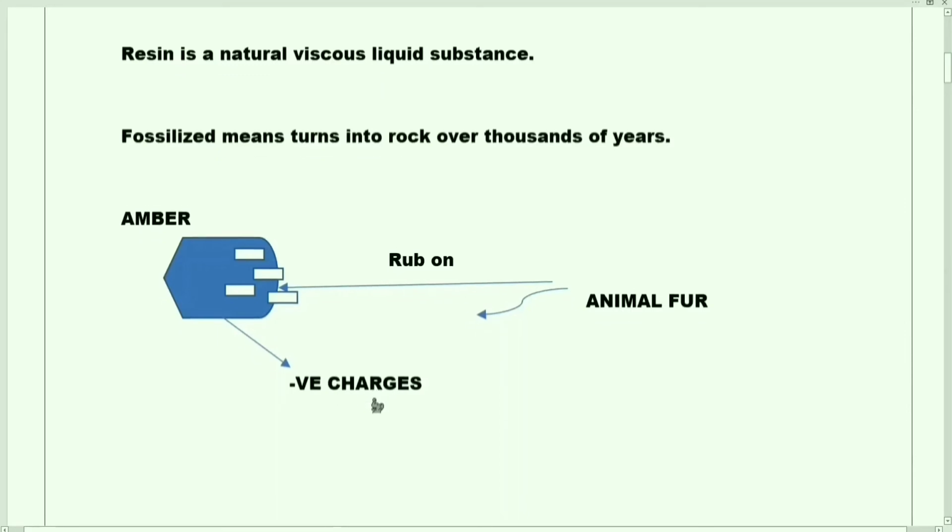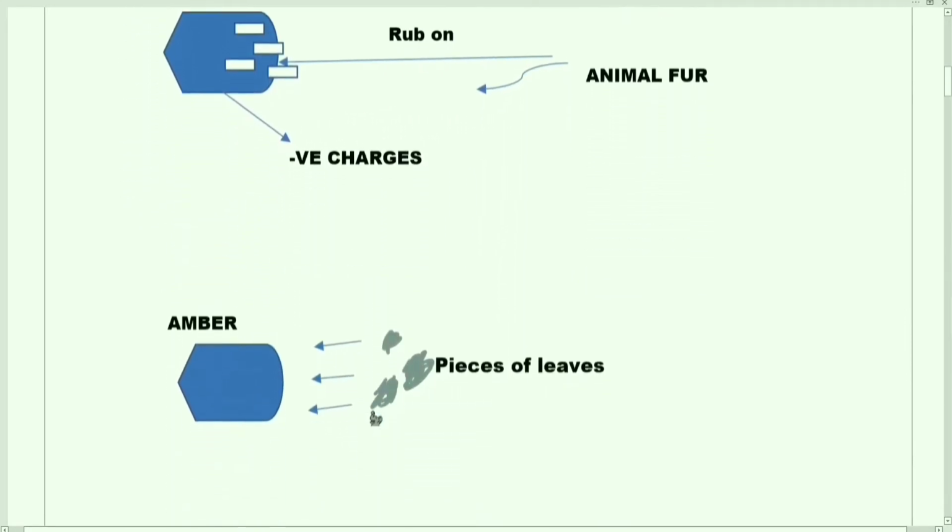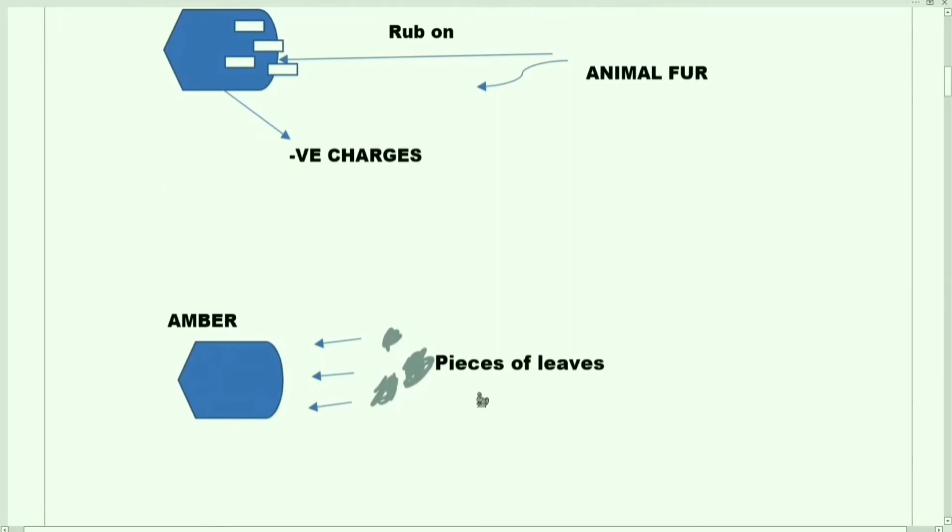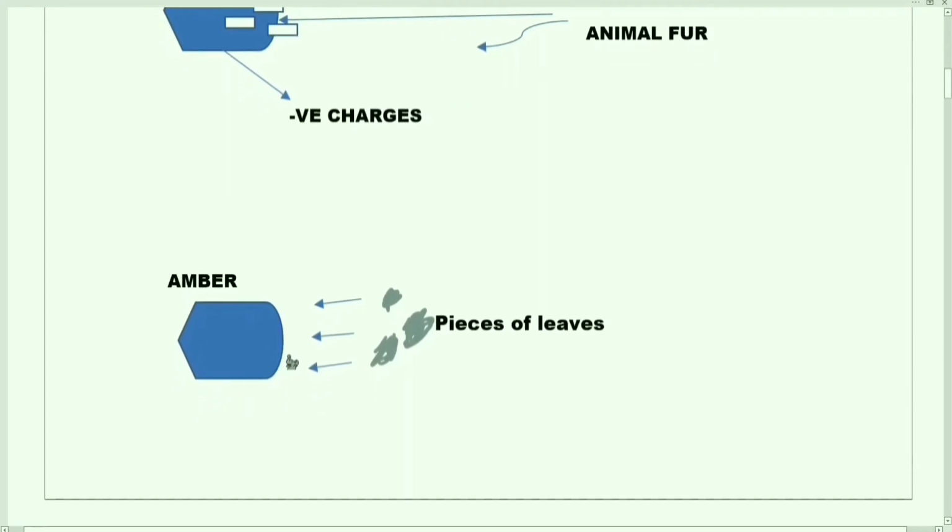Now, you place the amber nearer to pieces of leaves. What we observe is the pieces of leaves are attracted to the amber. The amber possessing this property is said to be charged.